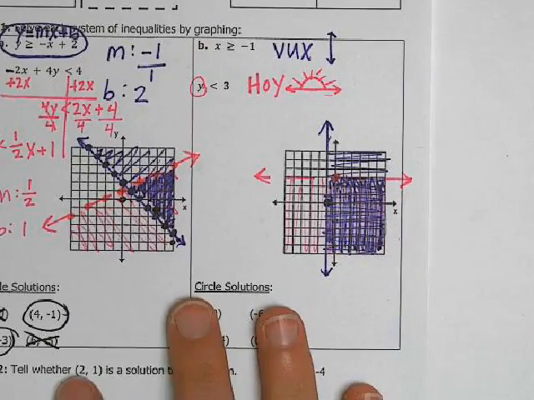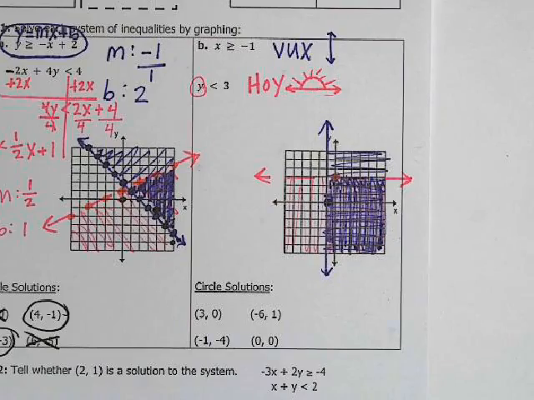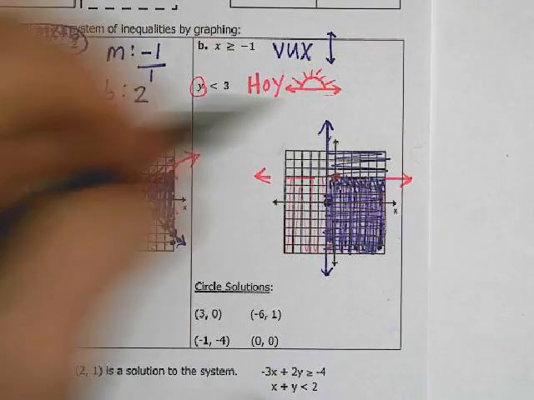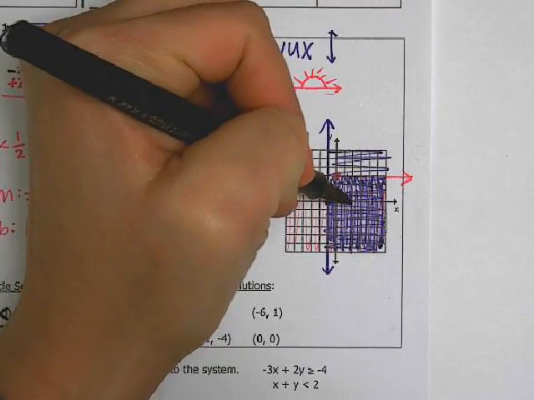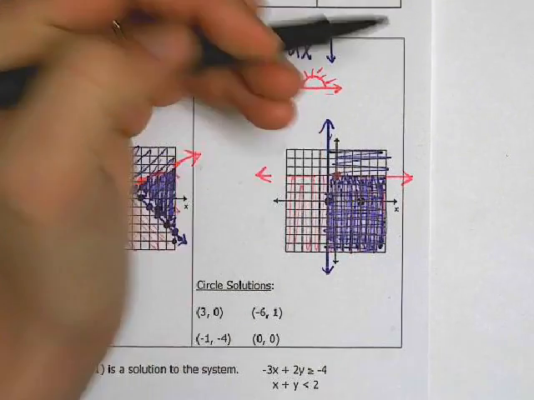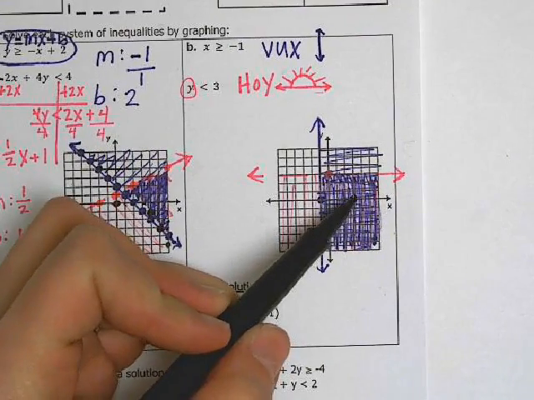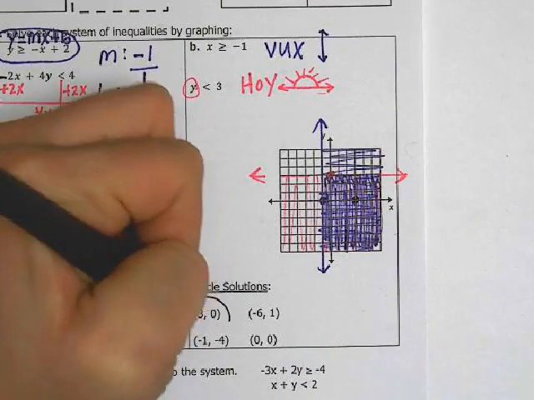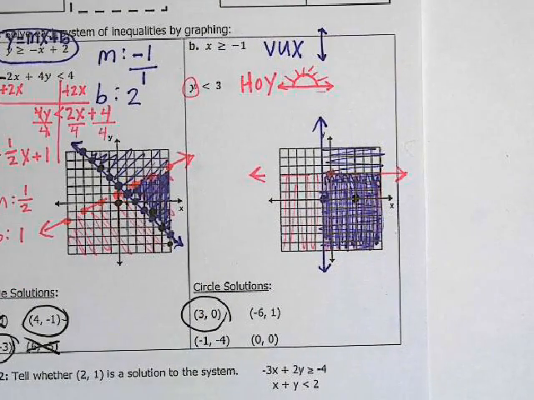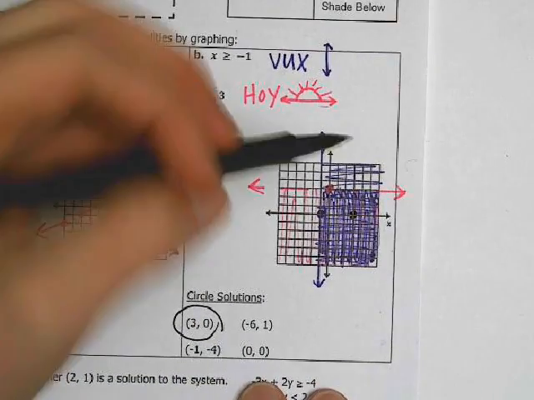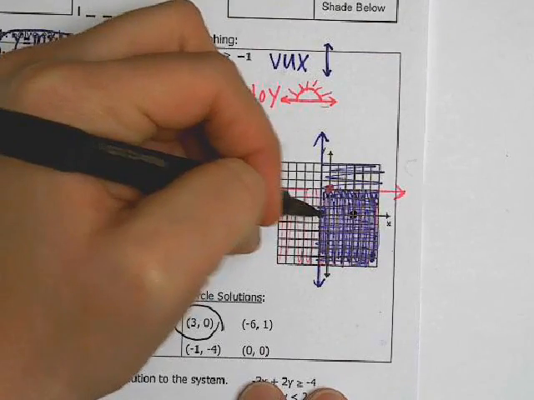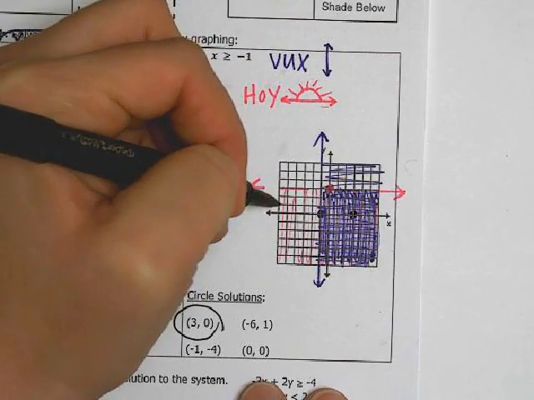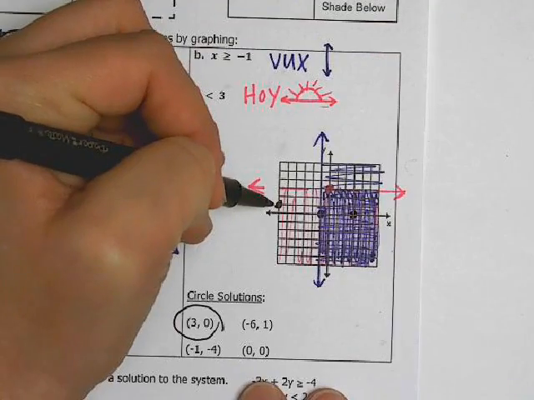Okay, then we have to determine if these are solutions or not. So we're going to start with 3, 0. So positive 1, 2, 3, right here. Is this dot a solution? Yes, so that works. Esperanza, figure it out, girl. Okay, negative 6, 1. Negative 1, 2, 3, 4, 5, 6, up 1. Nope. Is that a solution? Nope.